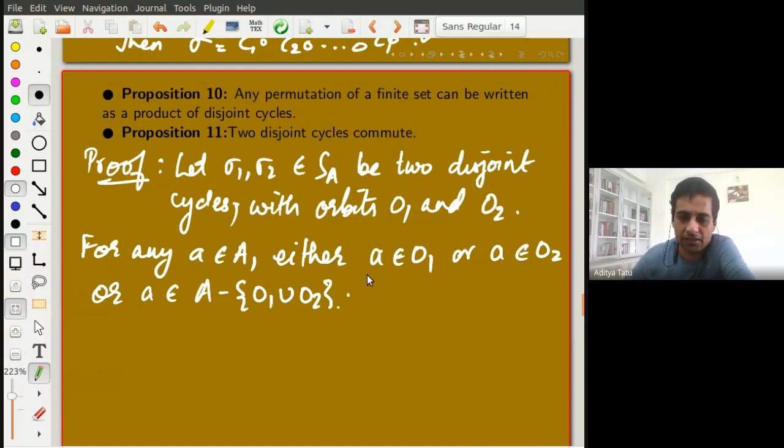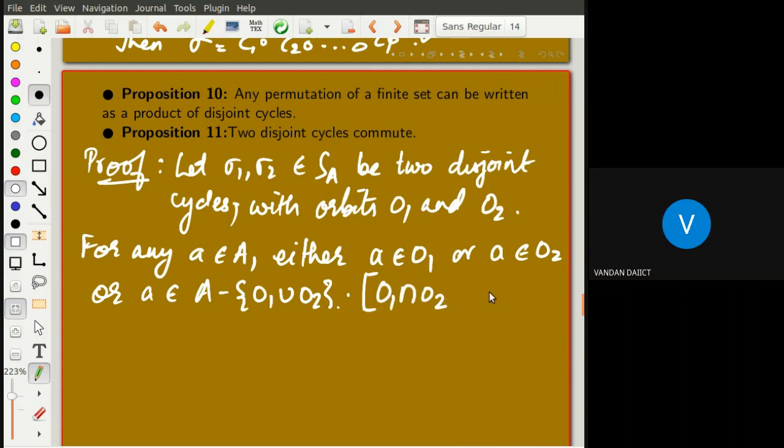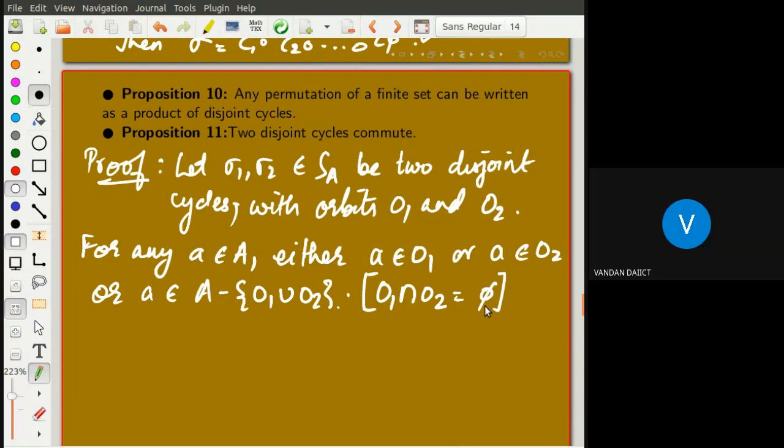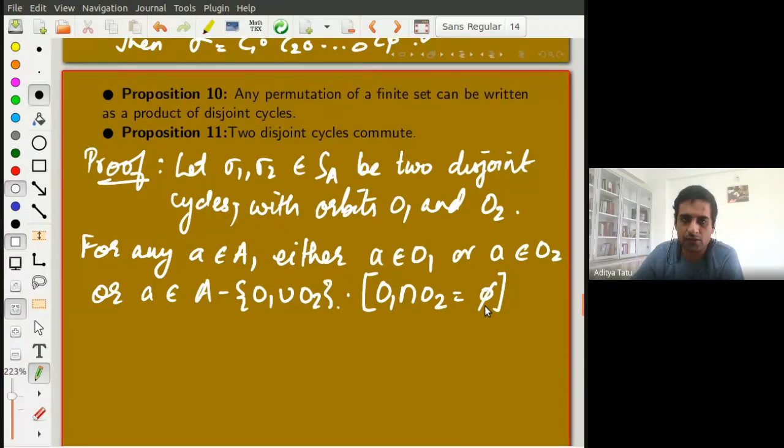Right? These are the only three possibilities. And also, I hope it is clear, what is the intersection between O1 and O2? It's an empty set. Why? Because sigma 1, sigma 2 are disjoint cycles. So they have only one orbit each with number of elements more than one, and those two orbits cannot intersect. If you have that in mind, I think the proof is easy.